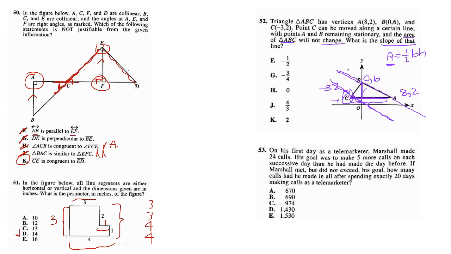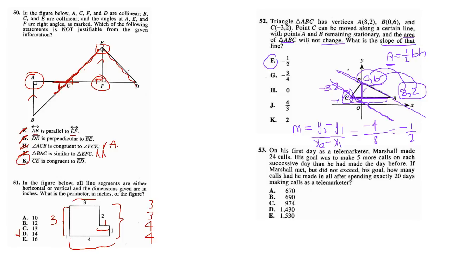So what we need to find is the slope of that line, which at the end of the day is going to be the slope using those 2 points. So the slope is going to be y2 minus y1 over x2 minus x1. And so we're going to subtract the 2 y values. So I'm going to say 2 minus 6, so negative 4, over 8 minus 0, which is 8. So we're going to get negative 1/2. So that's going to be answer choice F.